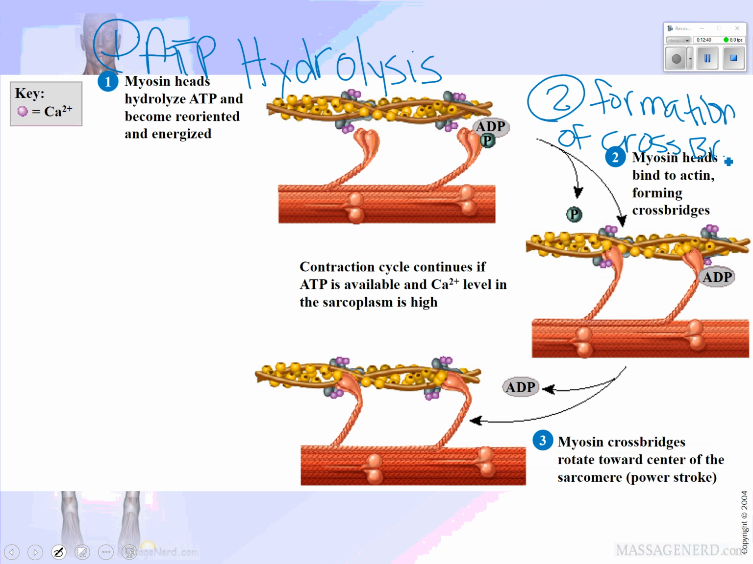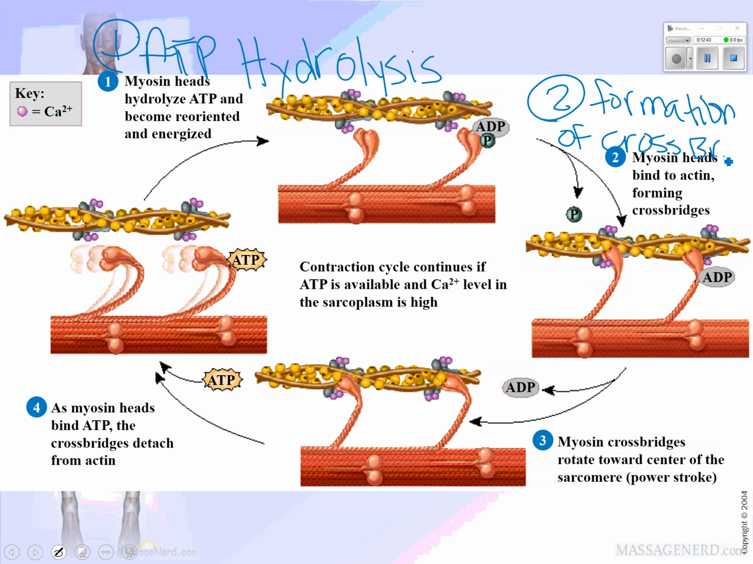Number four, of course, we call it detachment of the myosin from the actin. So you can just call it detachment. And again, my pen is not writing, so I apologize. Detachment of the myosin from the actin. As the myosin heads bind to the ATP, the cross bridges detach from the actin. This is a process that repeats over and over. The cycle is going to continue if the ATP is available and the calcium ion levels in the sarcoplasm are high.